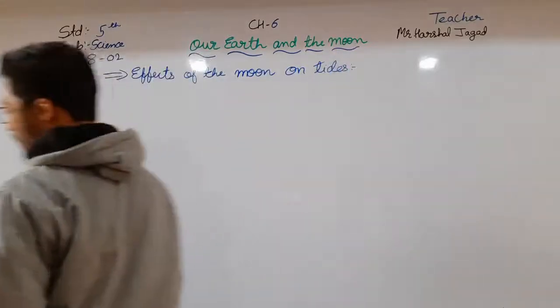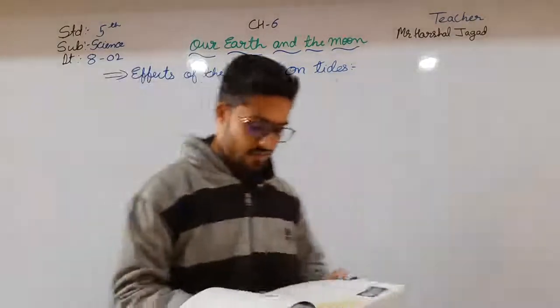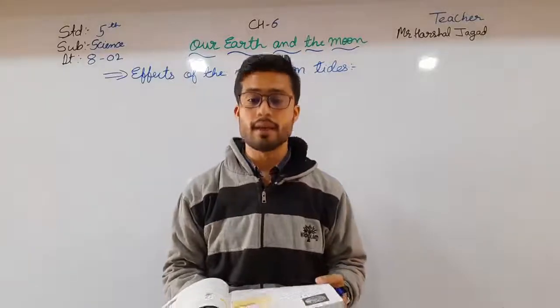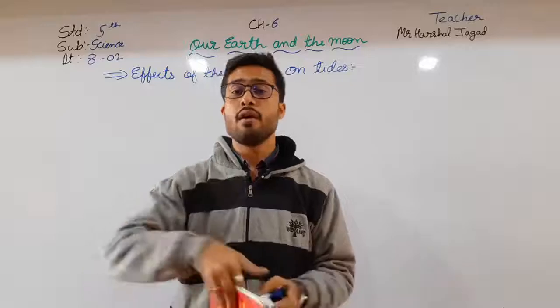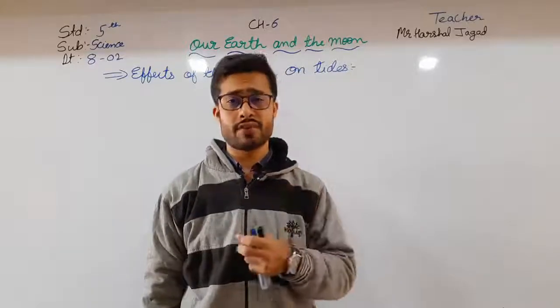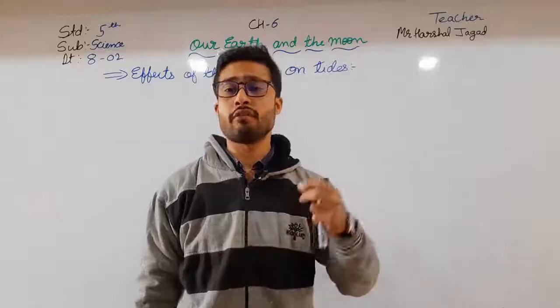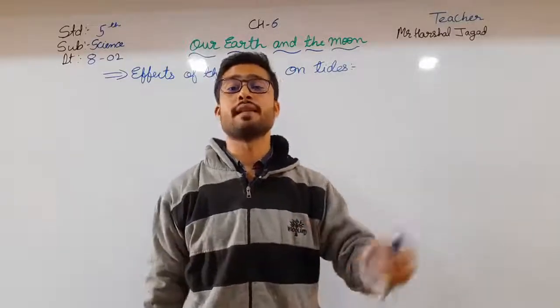Effect of the moon on tides. Here it is given that because of its nearness, the moon has some effect on the earth, especially on the seas. The moon has a special gravitation, which affects the earth, and it affects only the sea.